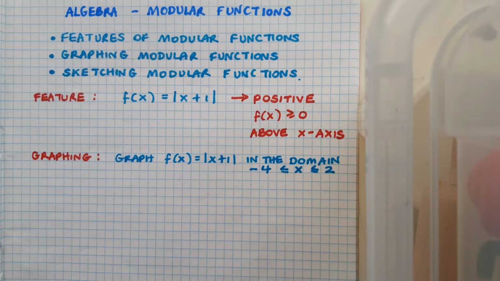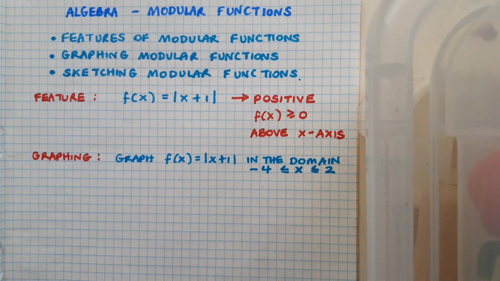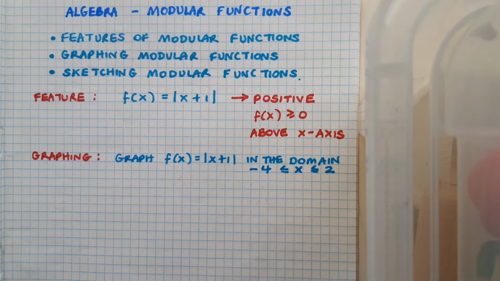Let's have a look at how to graph a modular function. So the question looks like a regular graphing question. Graph f of x equals the absolute value of x plus 1 in the domain minus 4 up as far as 2. So that means I want to take x values starting at negative 4 up as far as positive 2 and work out my result for f of x in each case.